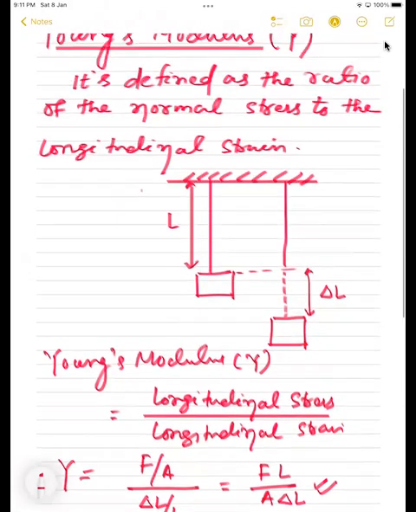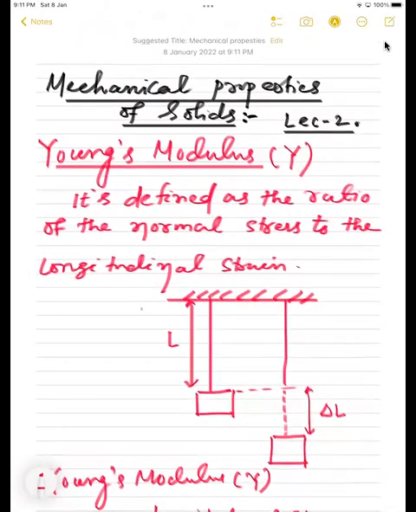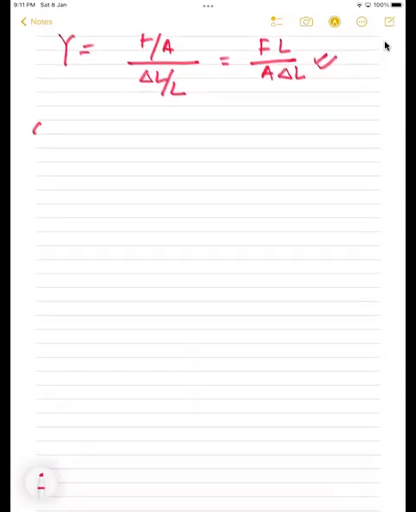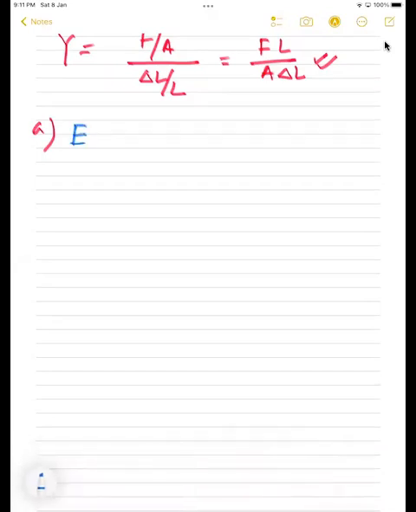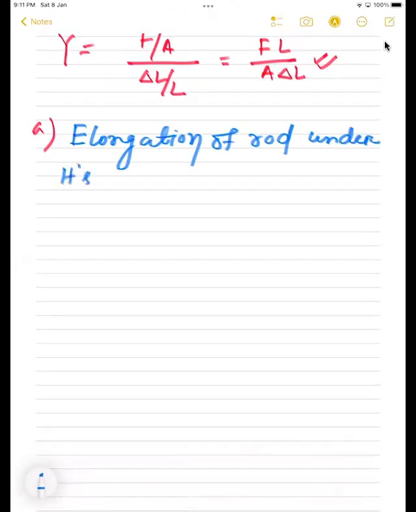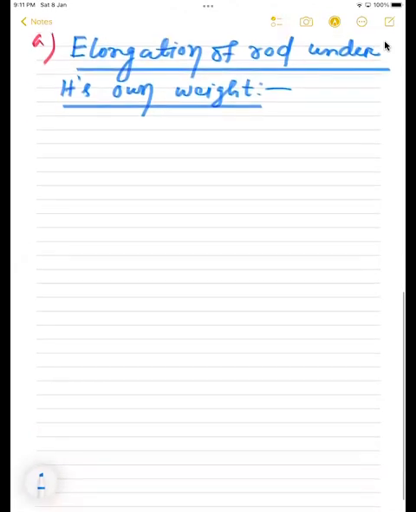So what are the questions that used to come on this chapter? Let's discuss one by one each concept. Elongation of rod under its own weight. Give the heading. The questions whose synopsis I am telling, you will get in the assignment. Also look in NCERT, also in the exercises. Elongation of rod under its own weight.